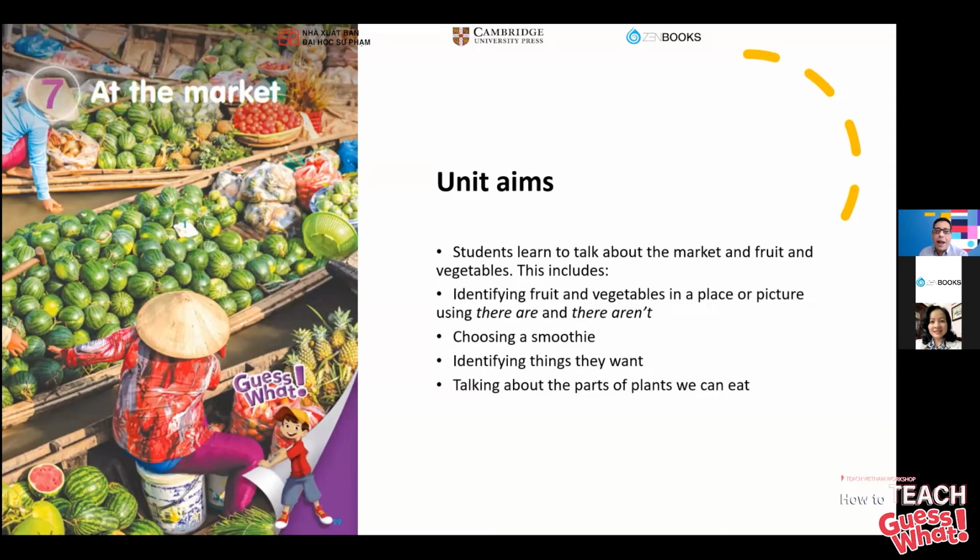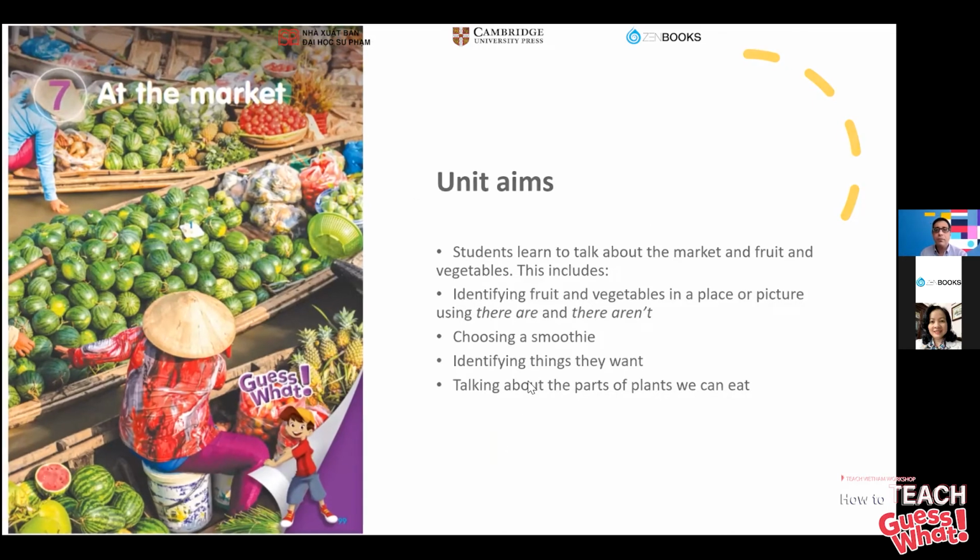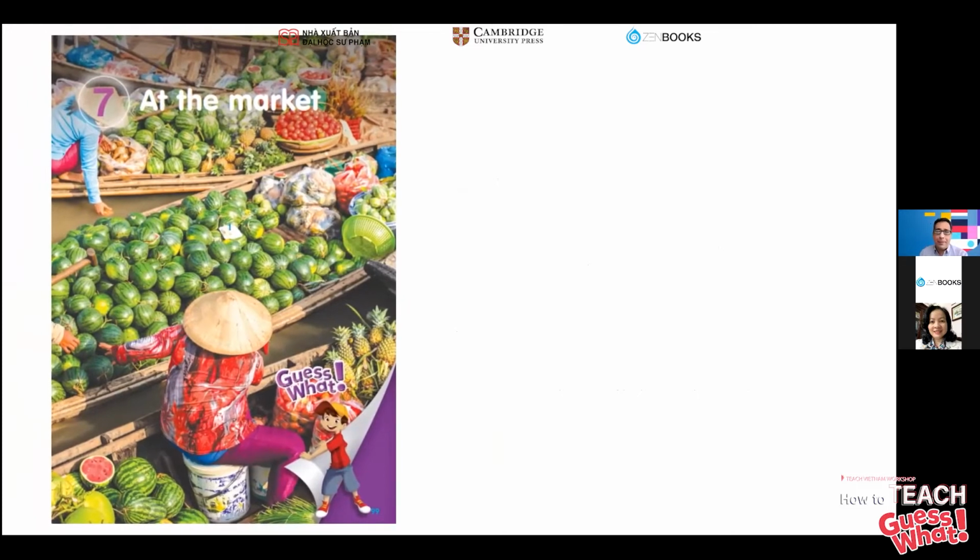So one of the unit aims might be talking about the parts of plants we can eat, not because we need it in everyday conversation. I never say, "Hello, how are you?" "I'm fine, how are you?" "I'm fine. Did you know that we only eat the root part of a turnip?" Yeah, it's not conversation, but it's important in order for us to connect language to the courses that we study at an appropriate level for our young learners. So those would be the unit aims.